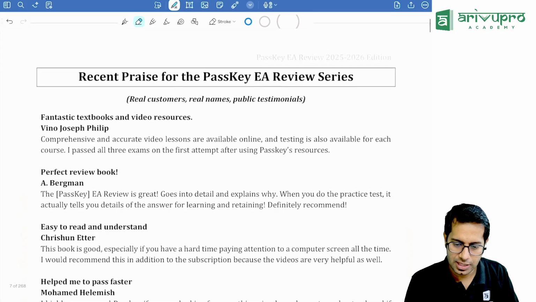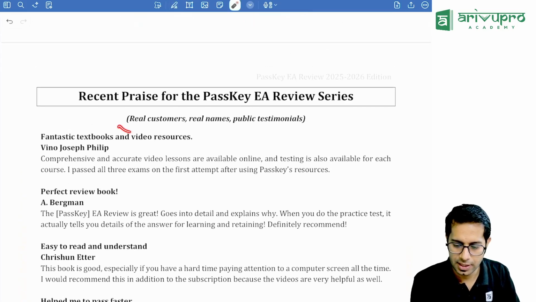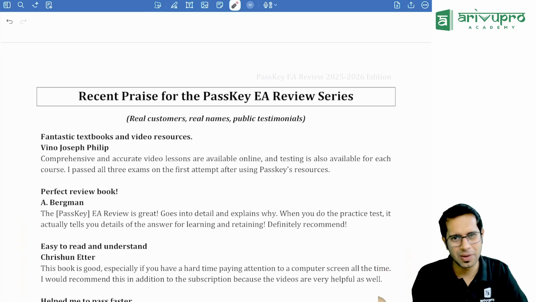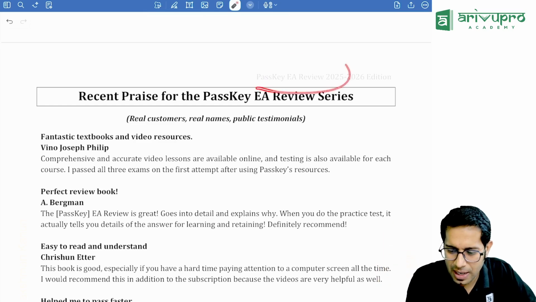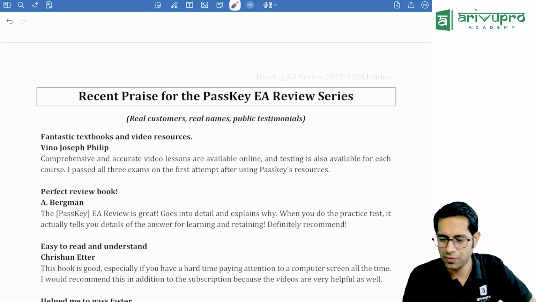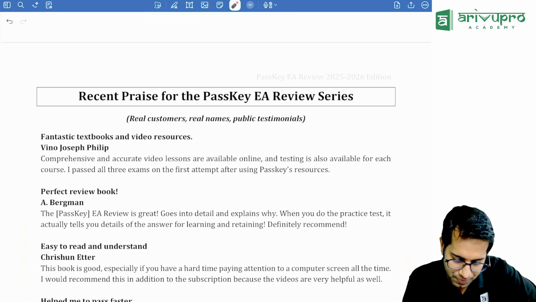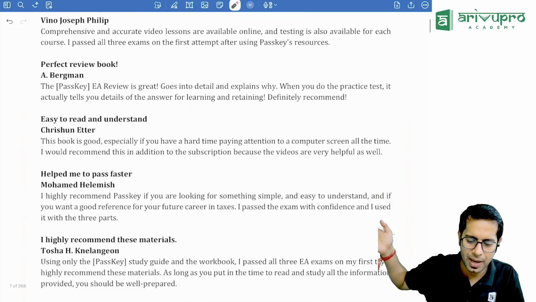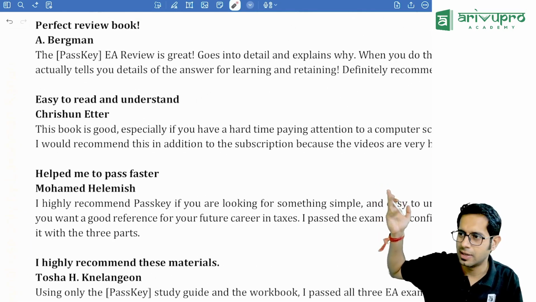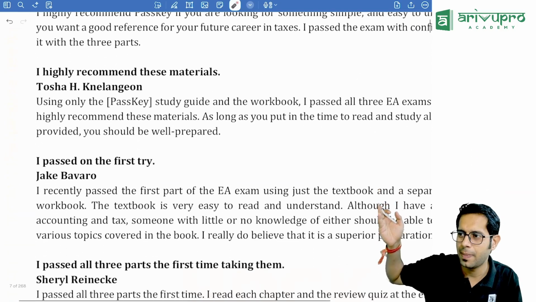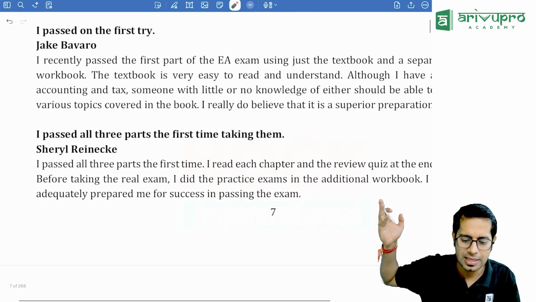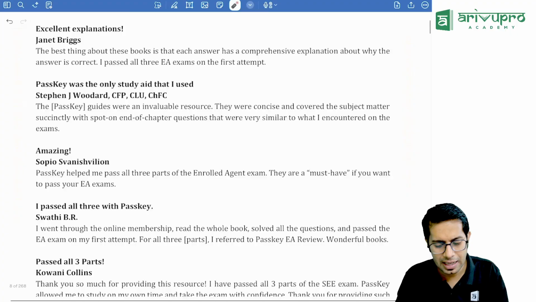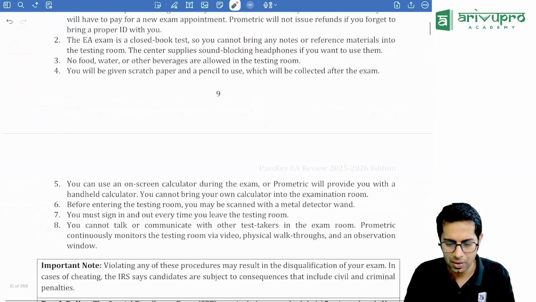Okay, so we'll start. You can see the praises which this material has got, and we are using this material. Of course, this is not our material; it is the material given by the institute which conducts this EA examination. This is one of the institutes where you can register. They have got very good reviews. It helped me pass faster, easy to read and understand. Highly recommended. I passed on the first attempt itself. They say I passed all 3 parts the first time taking them, because this material is so detailed that you will not have to study anything extra apart from what is in this material.